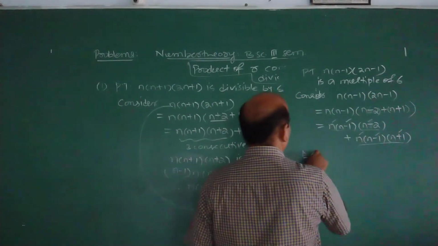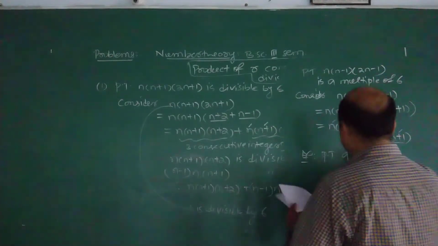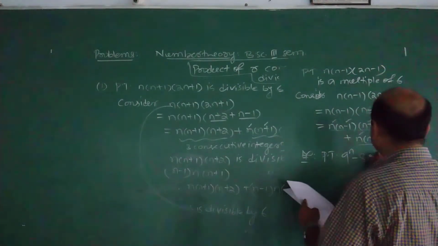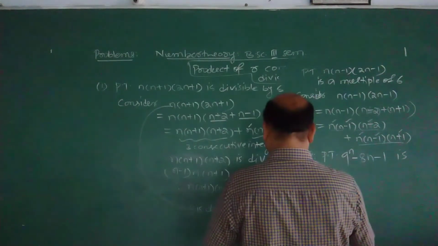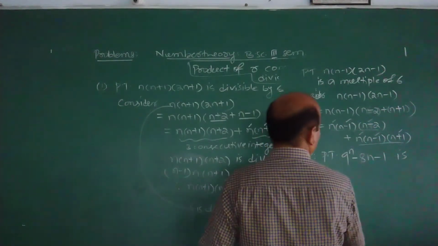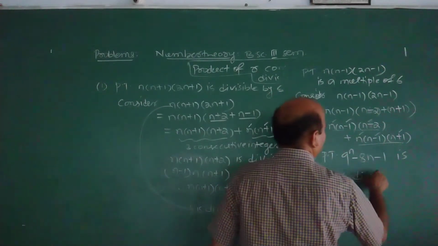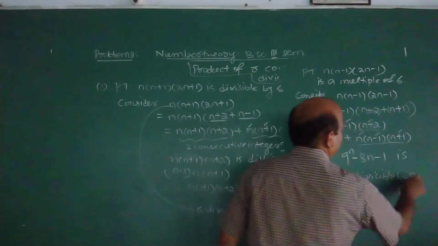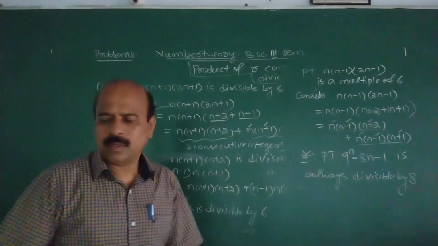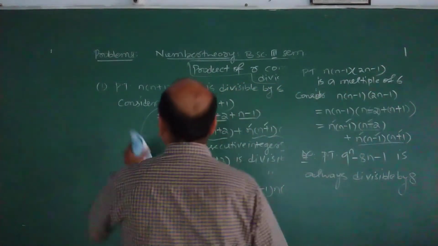Now the next type of problem is: prove that 9 raised to n minus 8n minus 1 is always divisible by a. This is a different type of problem.